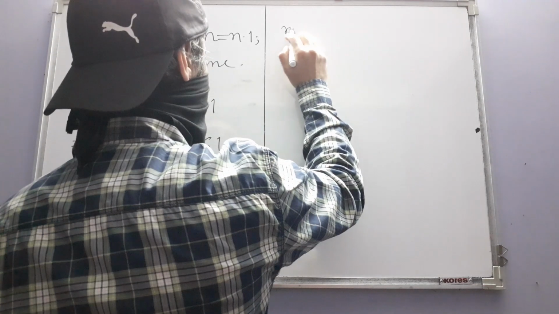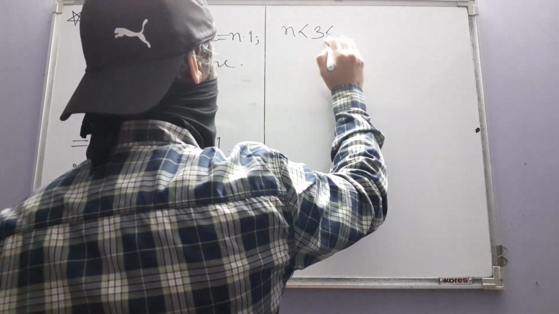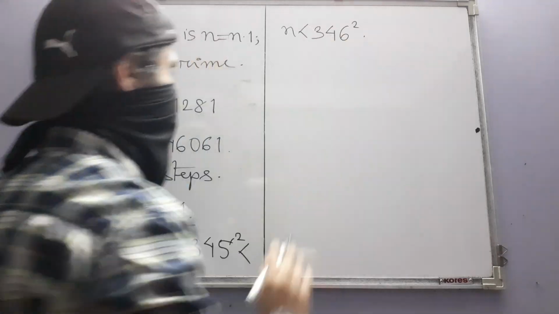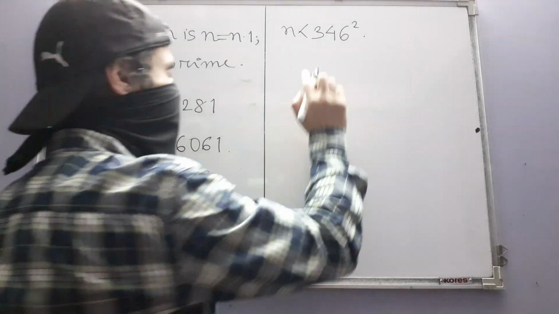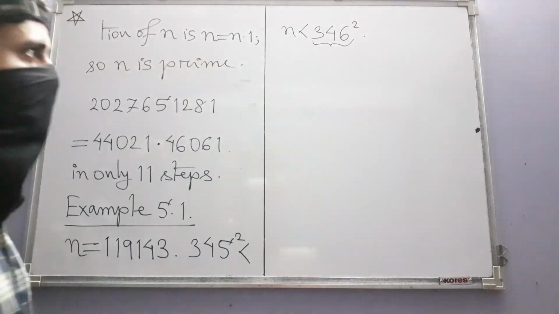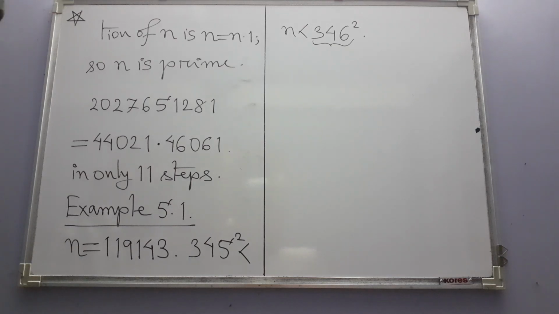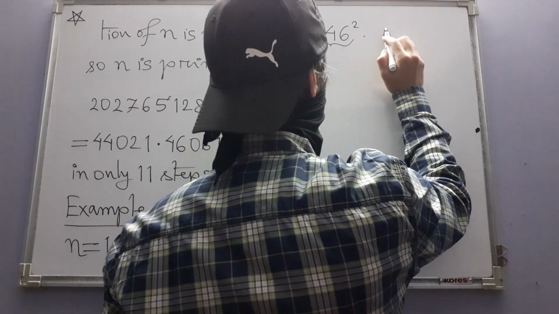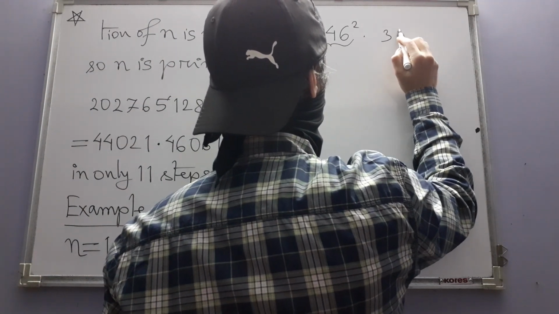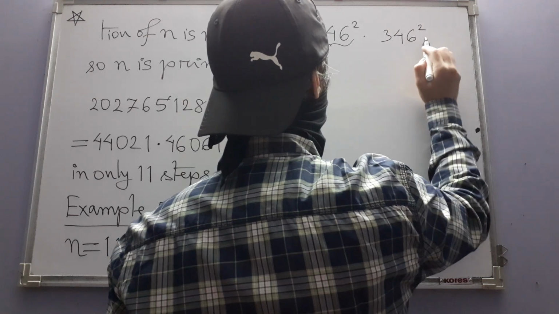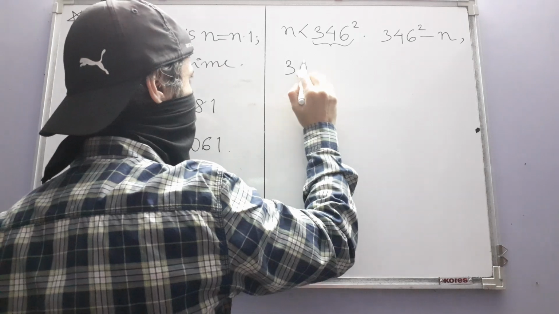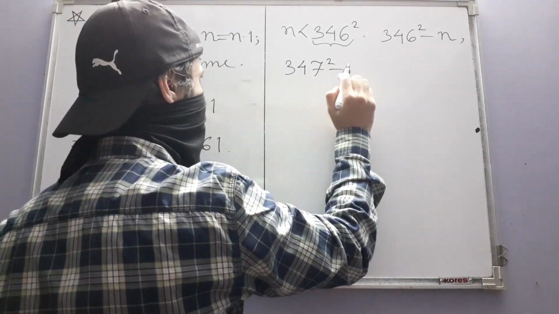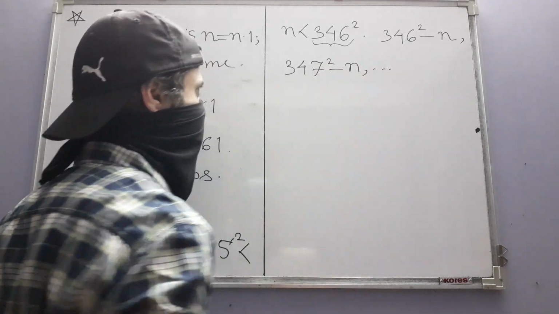This is less than n, but this square is greater than n. So that k with which you have to start your method is 346. So what do you have to do next? You have to look at these numbers: 346 square minus n, 347 square minus n, and so on.